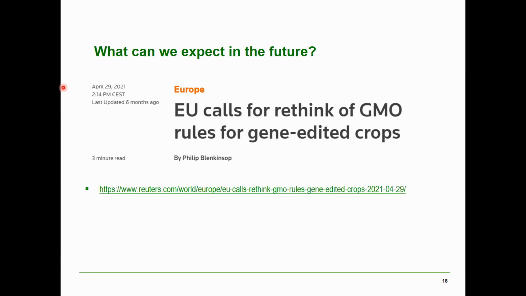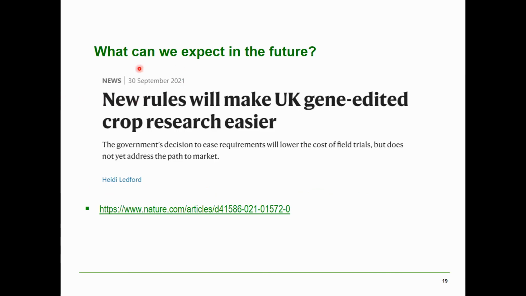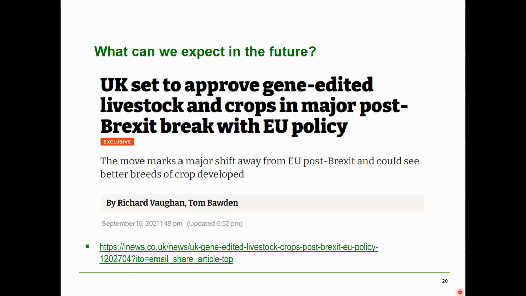Actually, I think in plant breeding, the people will have an easier time with genome editing than in livestock. Another news article from September 2021: after leaving the EU, the UK set new rules on gene-edited crop research. And another article, also from September 2021, announcing that the UK is set to approve gene-edited livestock and crops in a major post-Brexit break with the EU policy, which of course also points towards increased research in the genome editing area.